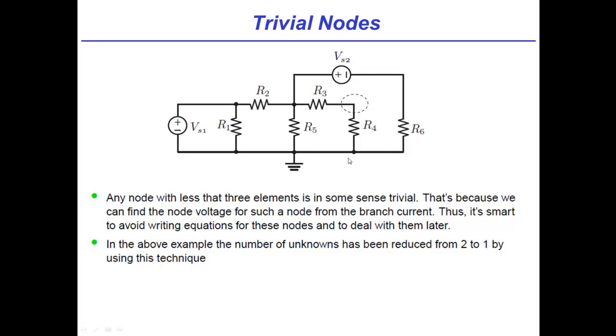Okay, so a couple of other things to really wrap this up. There are a few more slides. There's a couple of things we want to point out. There are some things we call trivial nodes, and trivial nodes is really any node with less than 3 elements is in some sense trivial.